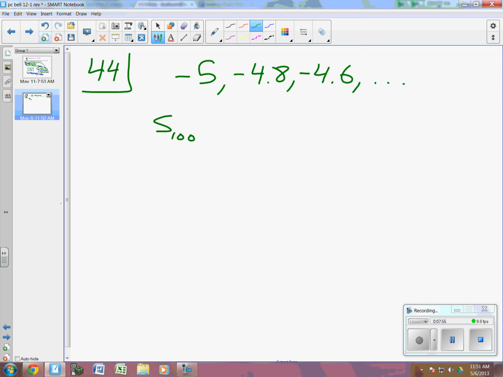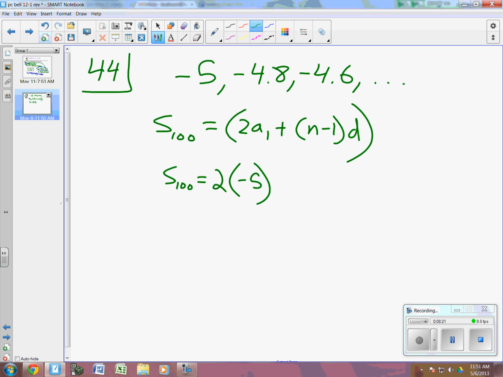The question is do we know the 100th term? No. So we're going to probably want to use the second formula. We don't know the 100th term. So we're going to probably want to use the one that goes 2A sub 1 plus N minus 1 times D. That's the formula we're going to want to use. So let's see what we know. Do we know A sub 1? So let's plug it in. 2 times -5 plus, do I know N? It's 100. So 100 minus 1 is 99 times the common difference. Do I know the common difference?